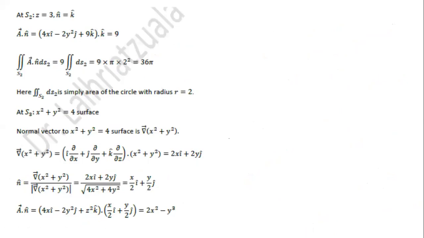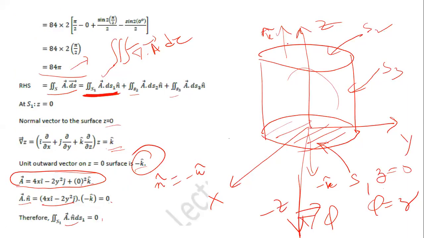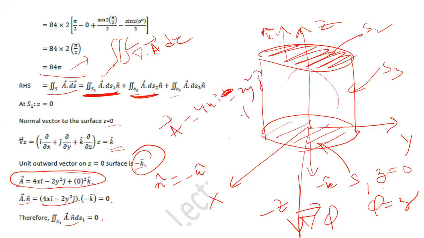And look at this. This is your surface S2. You're going to perform the integration of the vector field over this surface. So over this surface, what will be your A value? The A vector will be 4x i cap minus 2y square j cap plus z square k cap. Over this surface, the equation is z equal to 3, so that value is 3. So 3 square k cap. 3 square means 9. All right.